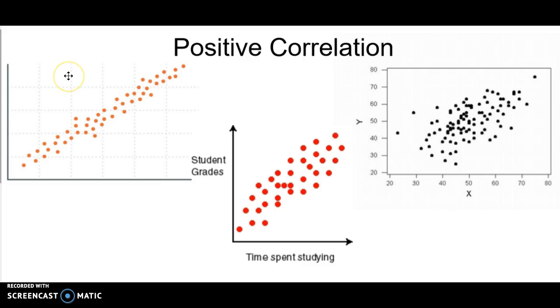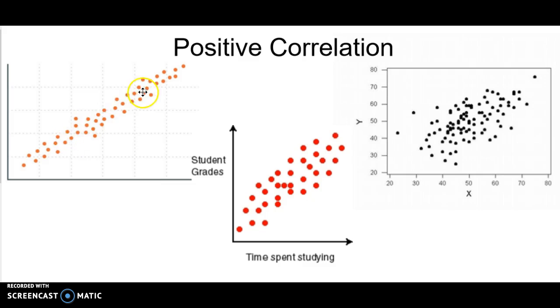First, let's look at some scatter plots that have positive correlation. As you can see, the x-axis is on the bottom, the y is up and down. As the x increases, so as you go from left to right, these dots get higher and higher on the y-axis. This is how you know it's positive. As you go from left to right, it goes up.